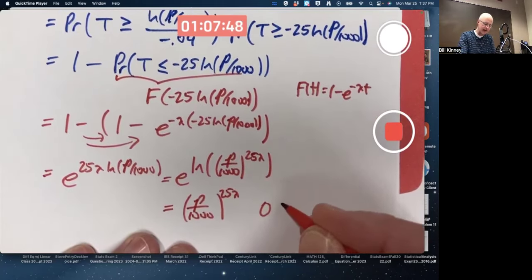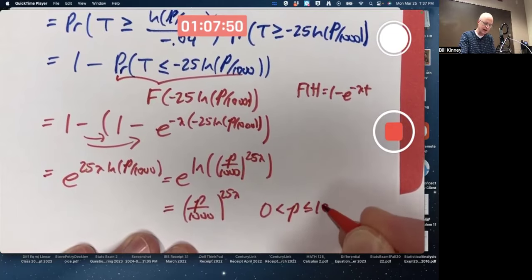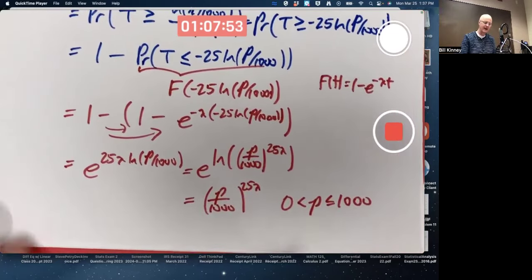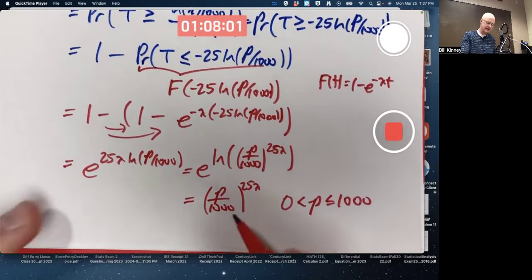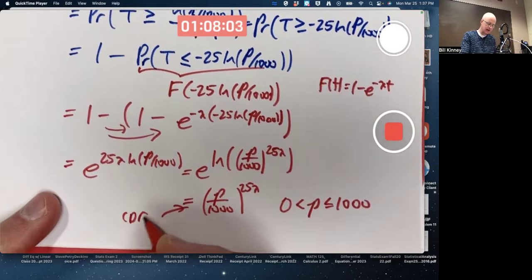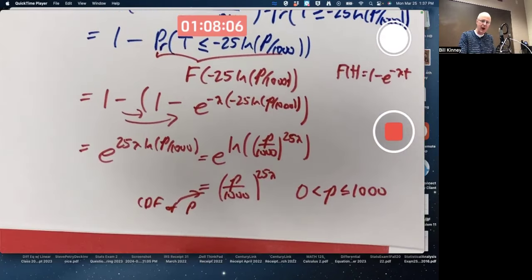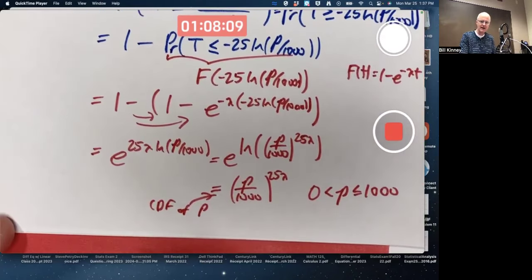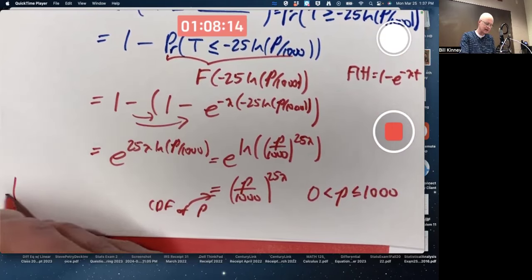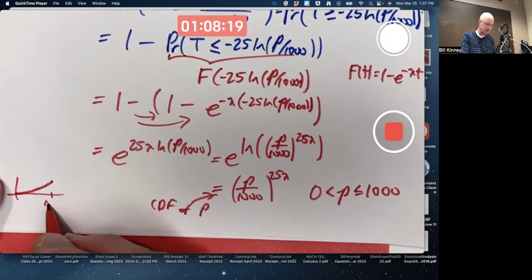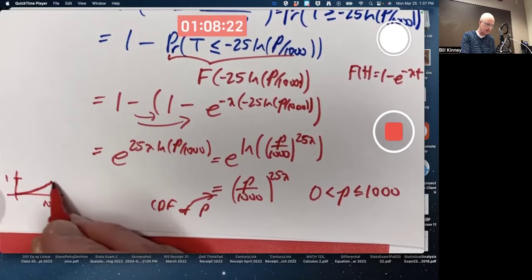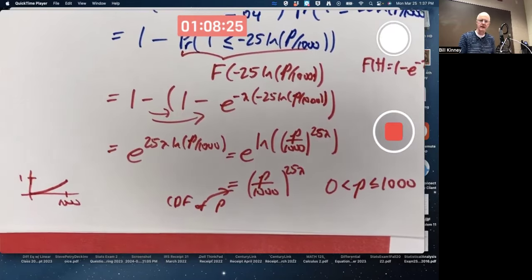P takes on values less than or equal to 1,000, and actually never 0. It's that kind of interval right there. This is the distribution of P. The CDF, actually. CDF of P. Its graph depends on lambda, but for example, if lambda is 1, that's going to be a graph that looks like this. And when you get up to 1,000, it's going to have a value of 1. That's what its graph's going to look like.